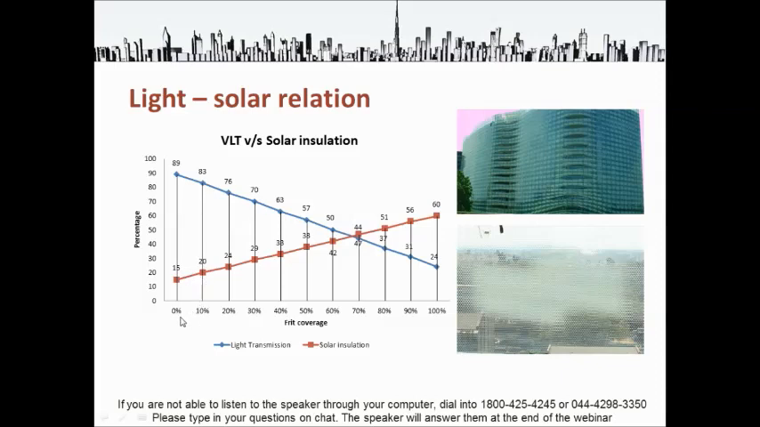As you see, when I move from 0 to 100, the solar insulation keeps increasing, which means that when I do complete 100% coverage of ceramic frit, I am providing 60% insulation and only 40% of heat is allowed inside, in comparison to 0%, which allows more than 85% of heat. So doing ceramic frit or designs onto the glass also has an energy implication, where you can optimize in terms of light transmission and also in terms of heat gain.